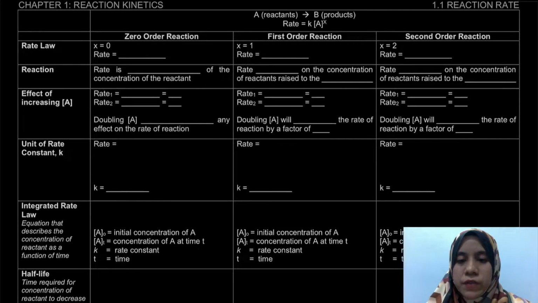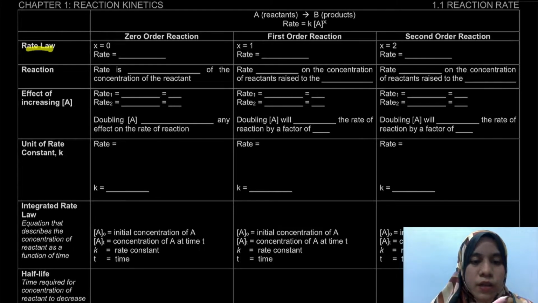Okay, so for a given equation, A changes to B. So A is our reactant and B is our product. Okay, and then we know that to write down the rate law, rate is equal to k, our rate constant, and concentration of A, because for this equation, our reactant is only A, A raised to the power of x. x is the order of reaction.